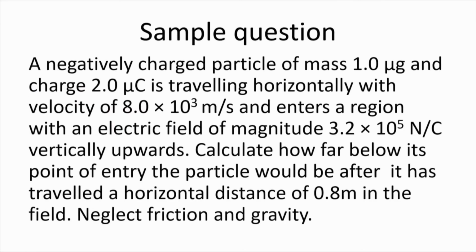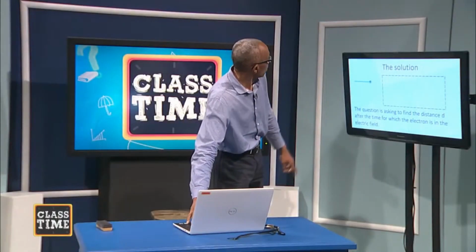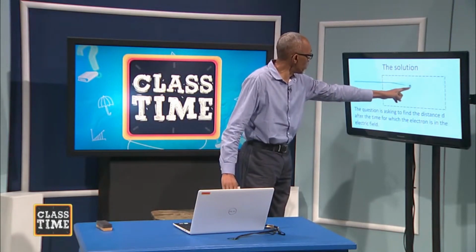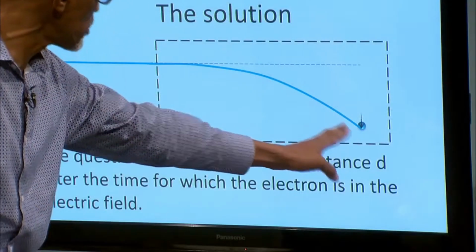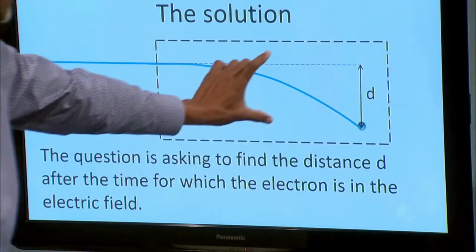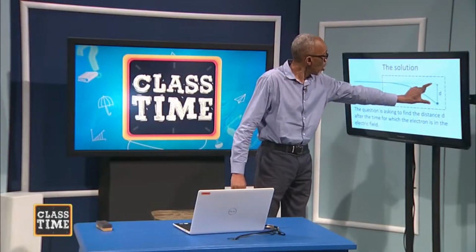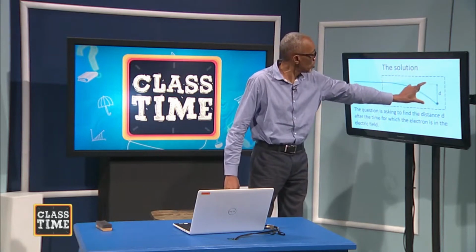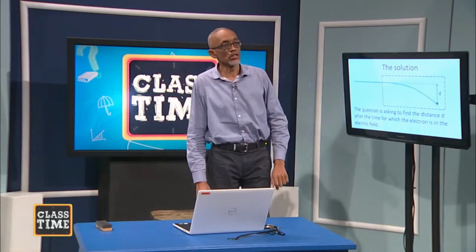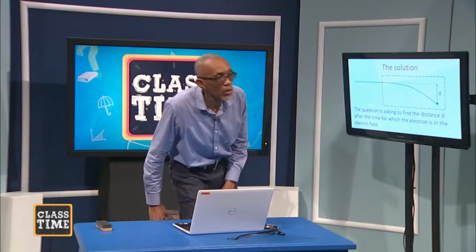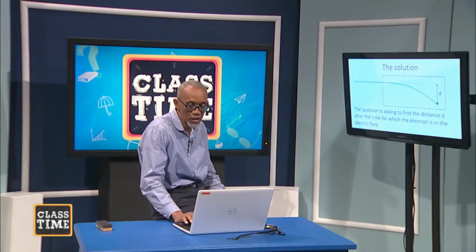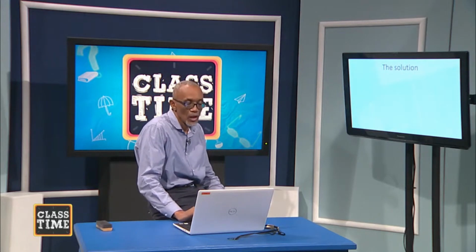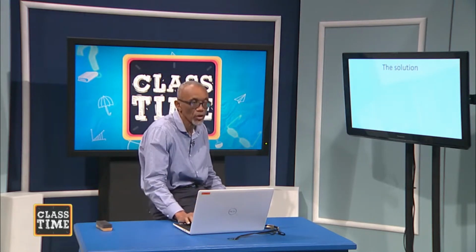So the electron comes, it enters the field, and because of the force that is exerted on it, it takes that path. So what is the question asking? How far? This is the horizontal. If it were going straight, it would be this. How far down does this charged particle go as a result of going into the field? All right, so let's look at the solution now.